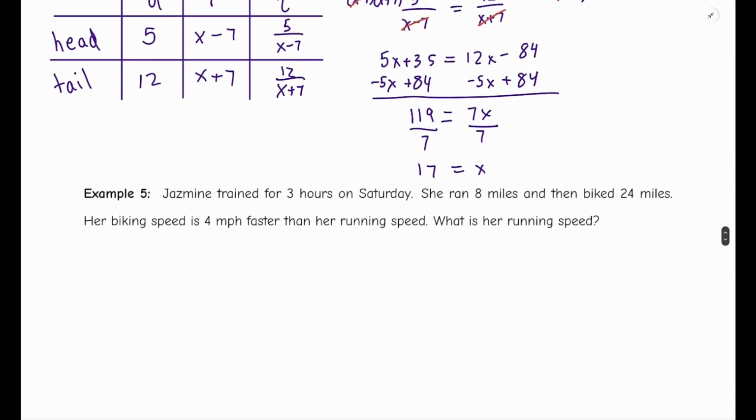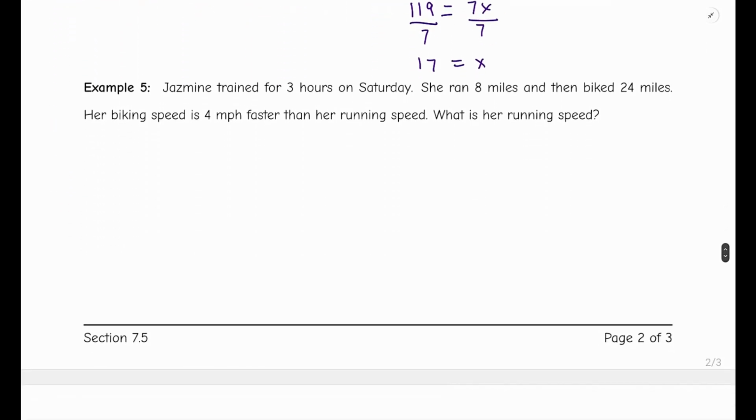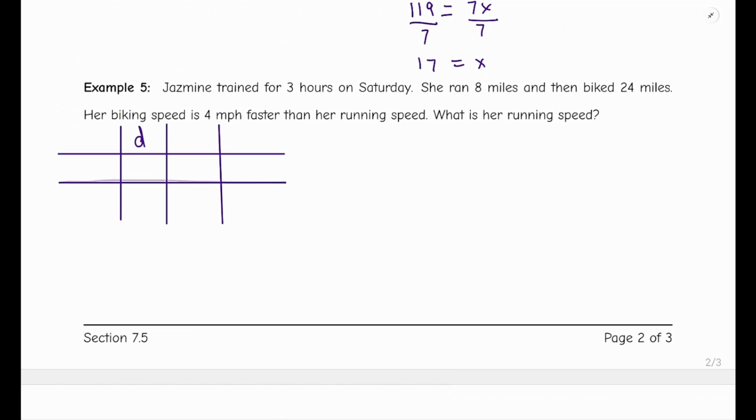Example 5. Jasmine trained for 3 hours on Saturday. She ran 8 miles and then biked 24 miles. Her biking speed is 4 miles per hour faster than her running speed. What is her running speed? So this is a uniform motion problem. We have running, we have biking, and then we have a total this time.